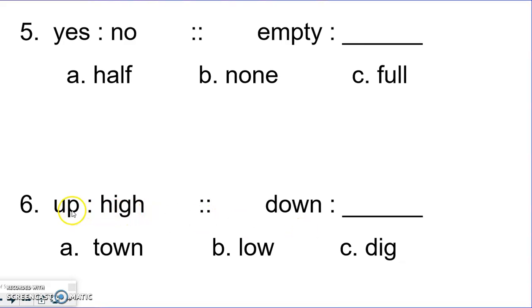So show me with your fingers what you're thinking. Show me 1 for A, 2 for B, or 3 for C. Up is to high. Those two words are synonyms. They mean the same thing. As down is to, I hope you're showing me a 2 for letter B, which is low, because down and low are synonyms. They mean the same thing.